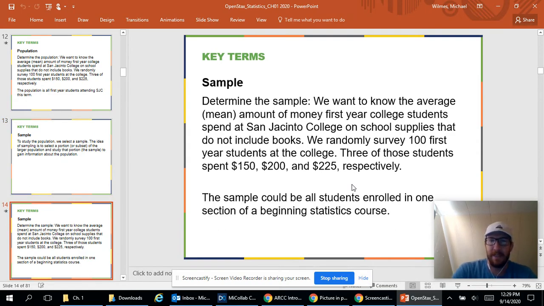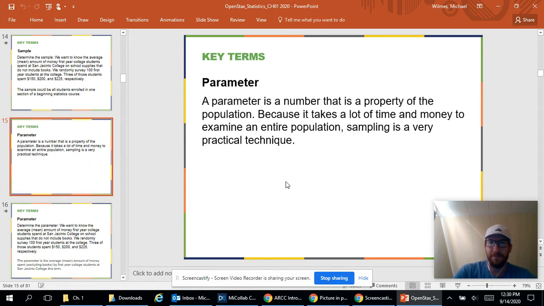So here, the sample could be all the students enrolled in one section of a beginner statistics course. So there's the 100 people they're picking. They don't say where they're picking them from, so the sample is going to be those 100 people. So they say randomly survey 100. So one way could be picking everybody from a beginner stats course. Lots of different ways, but you get the point. A smaller group from the bigger picture.